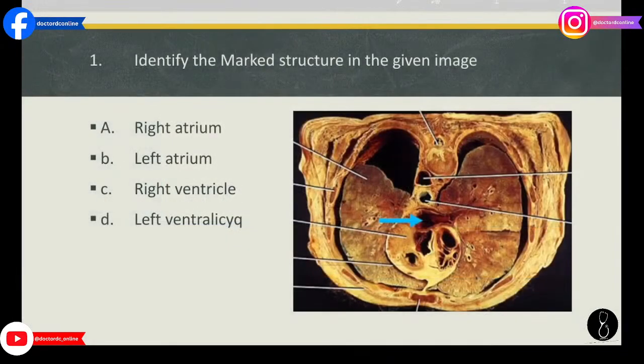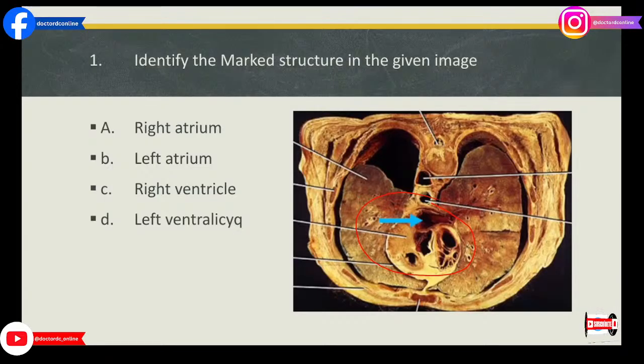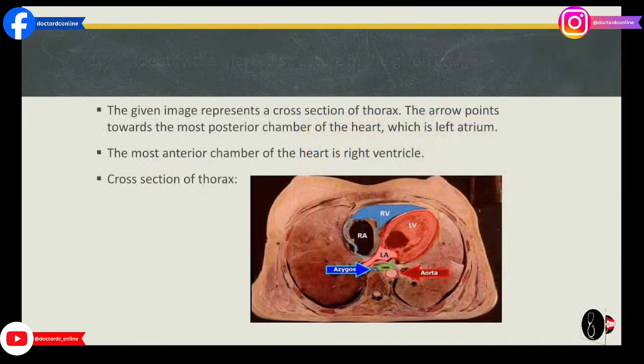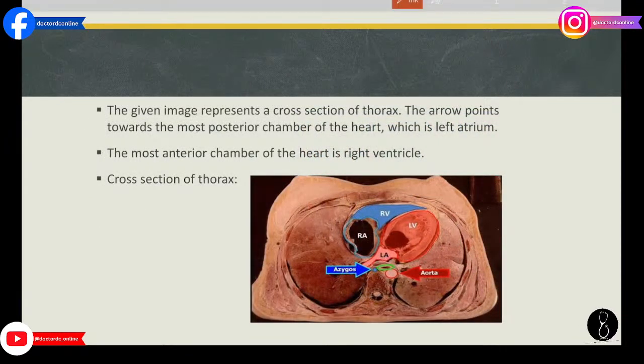In question 1, you are asked to identify the marked structure in a cross-sectional image of the thorax. The options are option A, right atrium, option B, left atrium, option C, right ventricle, and option D, left atrium. The arrow in the image points to the most posterior chamber of the heart, which is the left atrium. The most anterior chamber is the right ventricle. The correct answer is option B, left atrium.